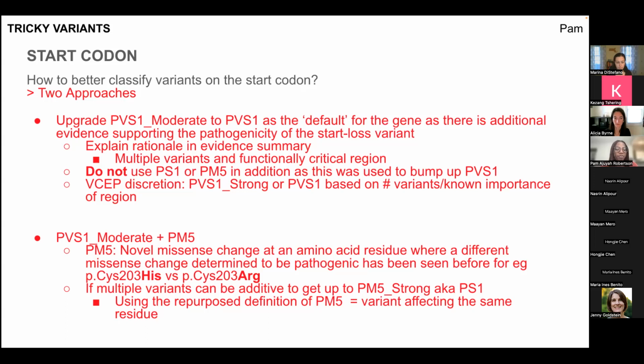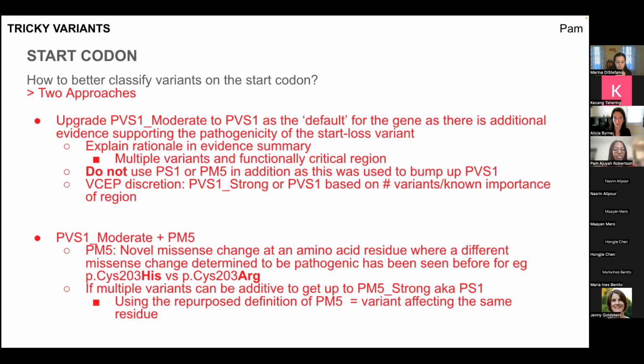Approach number 2 is to keep it at a PVS1 moderate and then add an evidence code such as PM5, with the traditional definition of PM5 being listed below. So that was in the past used for missense variants. So we would be using this as the repurposed definition of PM5, treating it as a variant affecting the same residue as opposed to missense to missense. And so if you were to use this, again, depending on the number of variants, you can treat it in an additive way where it can go from PM5 to PM5 strong.